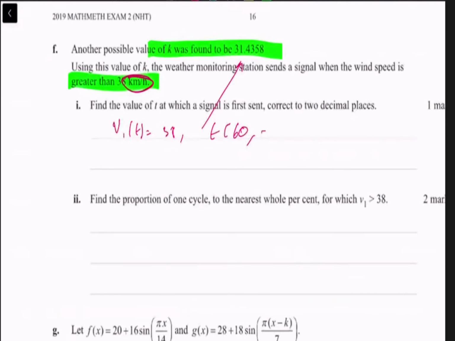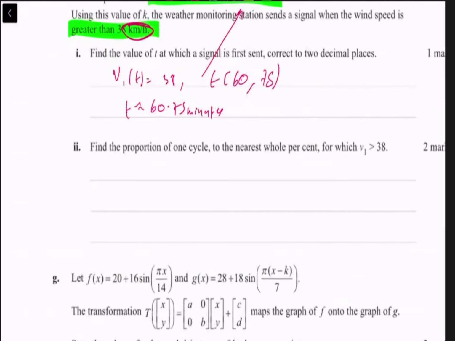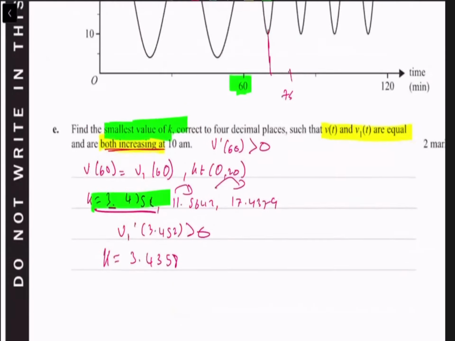So 75. That's just to restrict your domain. Otherwise, your CAS will give you a general solution and you can't really do much with it. But you get T is like 60.75 minutes. So find the proportion to the nearest whole percentage for which V is greater than this.